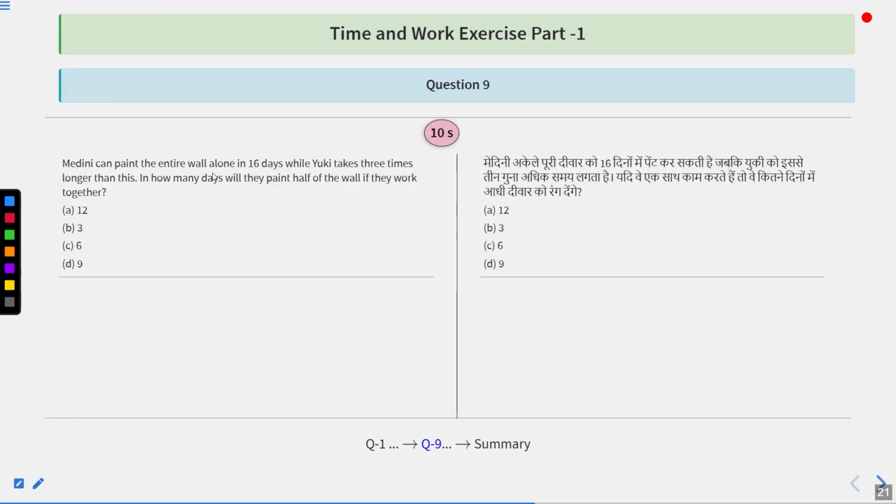Medini can paint the entire wall alone in 16 days, while Yuki takes 3 times longer than this. In how many days will they paint half of the wall if they work together? Options are 12, 3, 6, and 9.